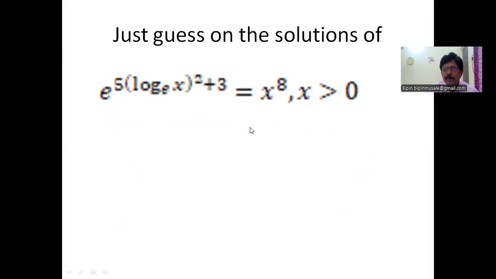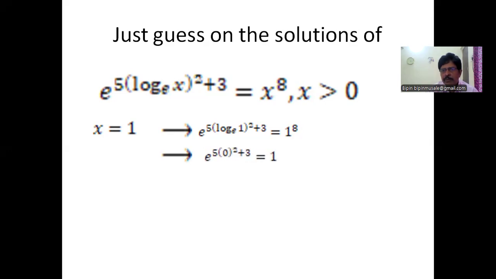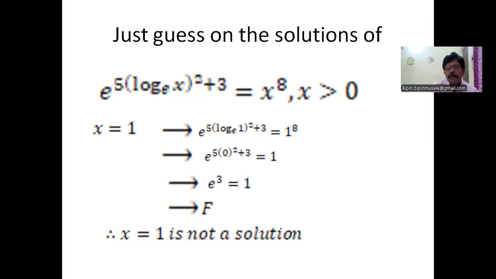What about x equal to 1, that is e raised to 0? Can x equal to 1 be a solution? Let us check. Put x equal to 1 on both sides of this equation. Right hand side is 1 to the power 8, which is 1, and on the left hand side we know that log of 1 to any base is 0. So the left hand side reduces to e to the power 3, which is not true, right? So x equal to 1 cannot be the solution of this equation. That is, e to the power 0 cannot be the solution.